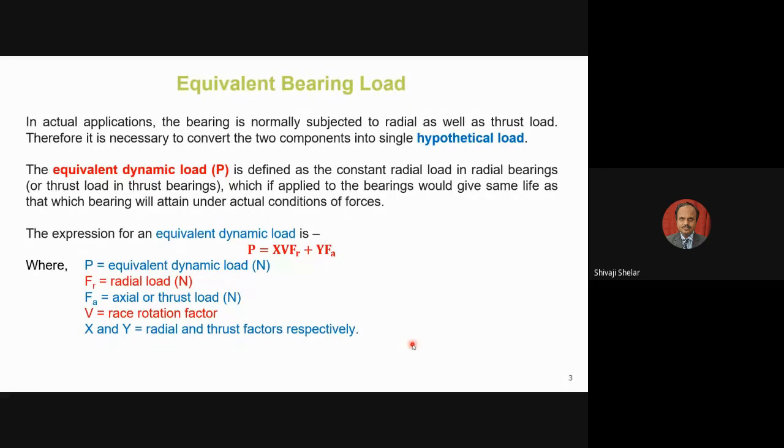The equivalent dynamic load is defined as either the radial load in case of a radial bearing or the thrust load in case of a thrust bearing, which, if applied to the bearing, would give the same life as that which the bearing will attain under the actual condition of the forces. So either it will be converted into radial load or axial load depending upon the type of load acting there.